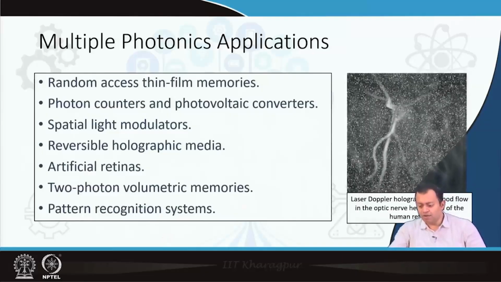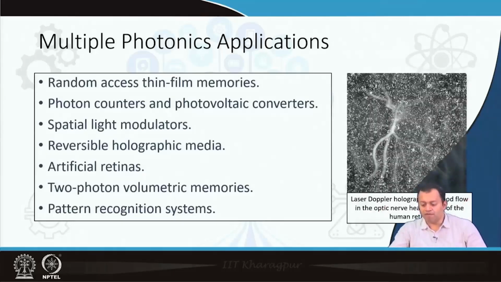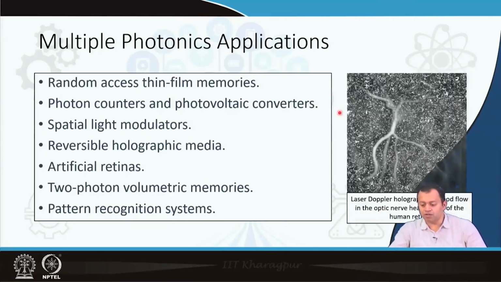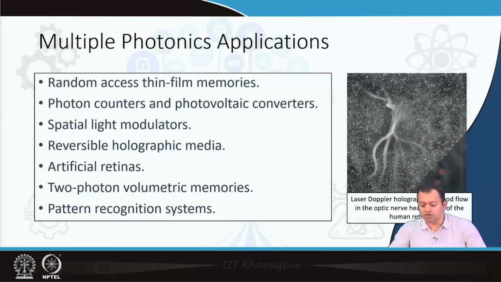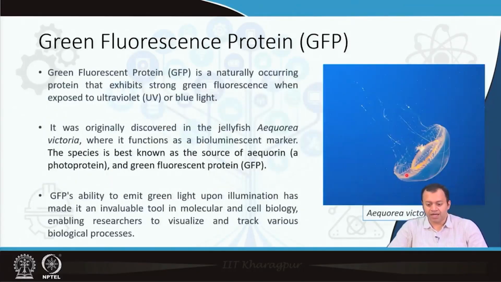This is a laser Doppler holography of blood flow, the one behind me, in the optic nerve head region of the human retina. So, this is just to see the blood flow in the optic nerve, right. Of course, GFP, I do not think I need to discuss this in detail. We have discussed GFP in detail previously.